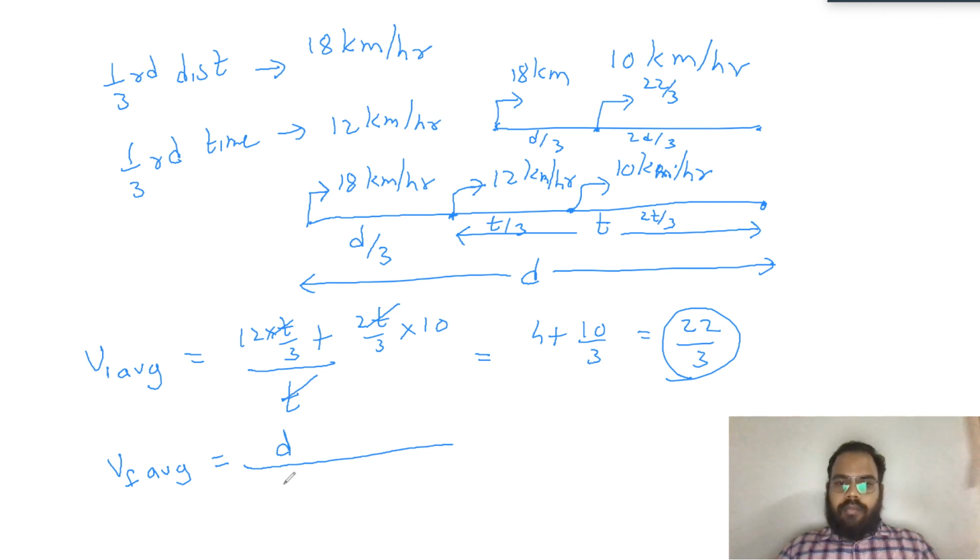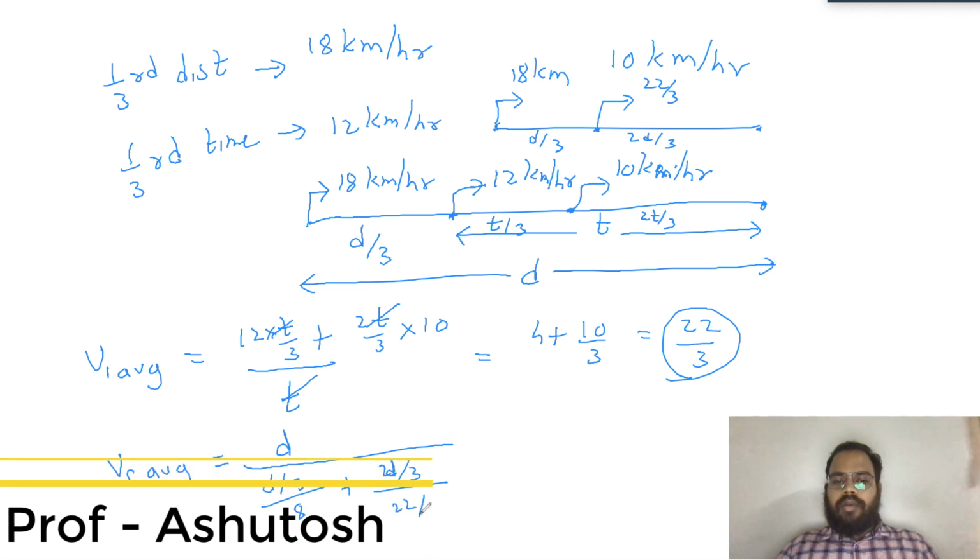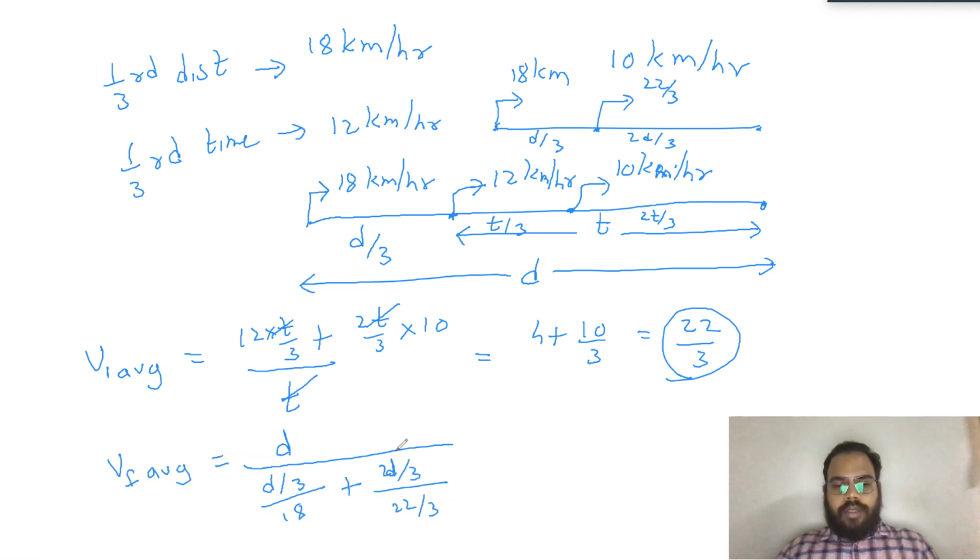So my total time will be: my first path length is d by 3 divided by 18, plus 2d by 3 divided by 22 by 3. Okay, so let's solve this. Here also your d will get cancelled out, so I'll be left with 1 divided by, this will be d by 3, so this will be 1 into 18 into 3 plus this will be 1 upon 11. So you can simplify this and you can get your answer.